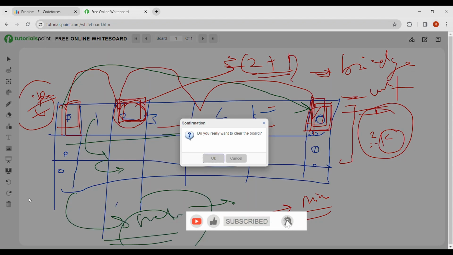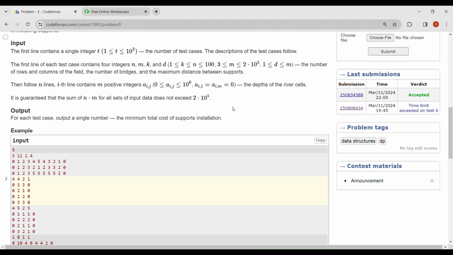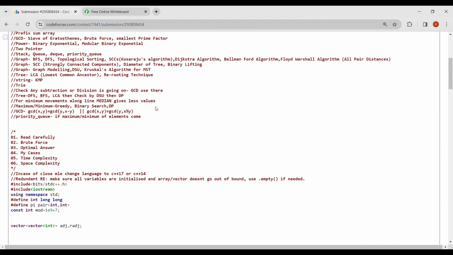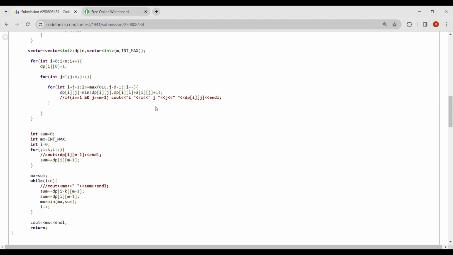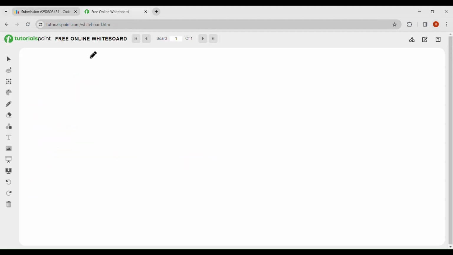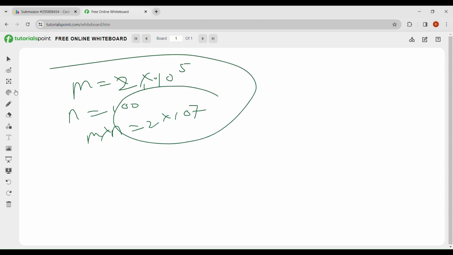So this was the logic question, and I will explain my first solution. Then we will go to the second solution, which is the optimal one. This was a DP question, but I didn't know how to use DP, since yum is up to 2 into 10 raised to 5, and yan is 100 suppose. Then yum into 100 will be up to 2 into 10 raised to 7. It will not run in proper time.